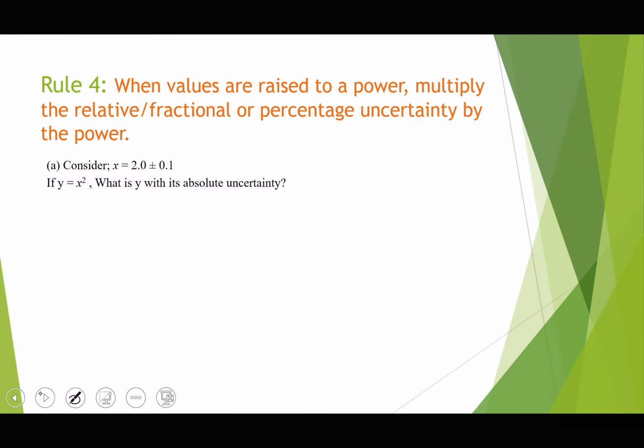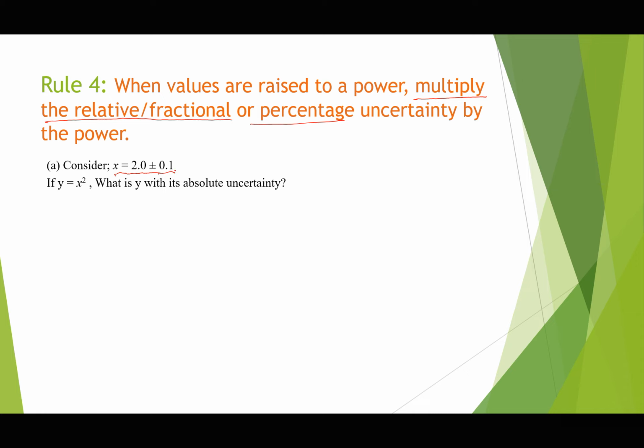Rule number 4, and one of the most important and common rules in almost every exam you'll be doing. When values are raised to a power, the rule says multiply the relative or fractional or percentage uncertainty by the power. Of course, relative and fractional are the same because we compare two quantities. A good example, let's have x being defined as 2.0 plus or minus 0.1.